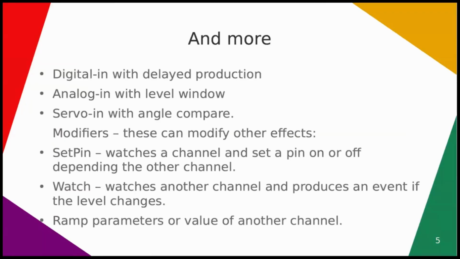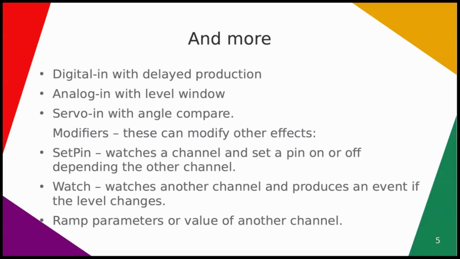So you can also do inputs. So those are all outputs. You can do inputs. So digital in, and then you can tell it to do a delay before it actually sends the event out, which is what John used in his crossing gate to delay the raising and lowering of the gates. Analog in has a level window, so you can say send an event out if the analog value is between two levels. And then I've defined some modifiers, which is sort of a new concept that I thought up.